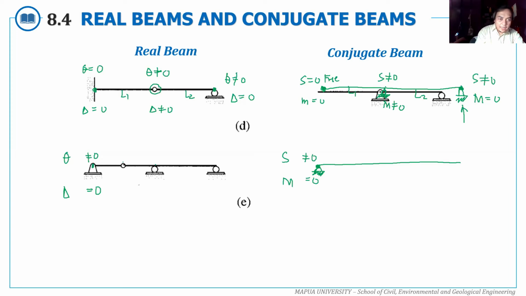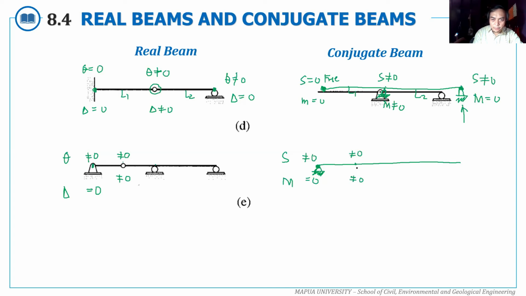Next, internal hinge. O, pagka internal hinge, slope, hindi 0 din. Deflection, hindi rin 0. Diba? Okay? So, slope and deflection are not equal to 0 pagka internal hinge. So, pagdating sa conjugate beam, kunwari, ito yung point na yon, ang shear hindi raw 0, yung moment hindi raw 0.